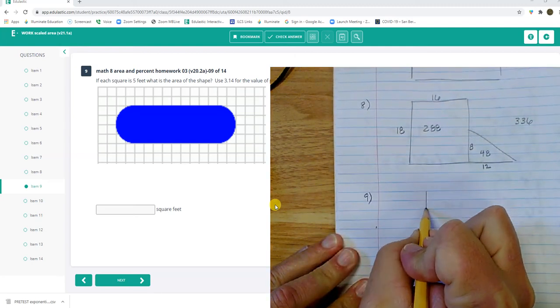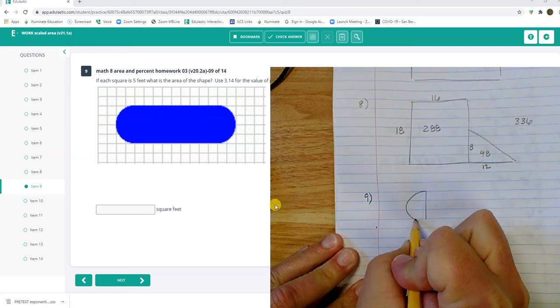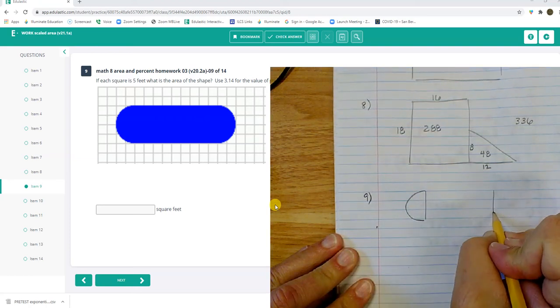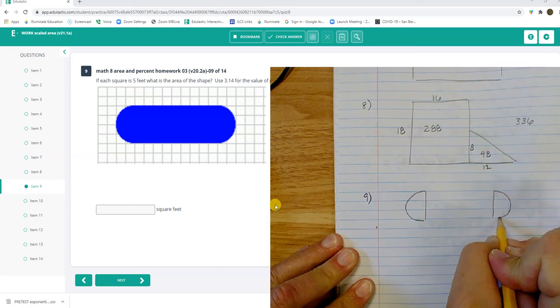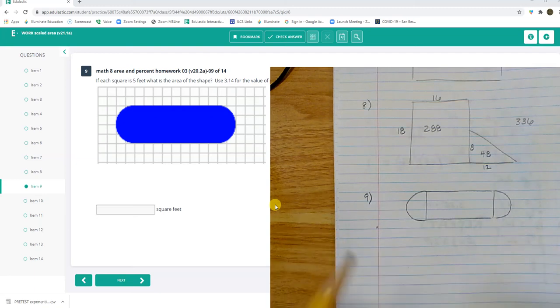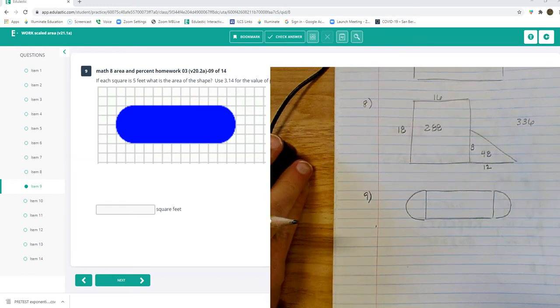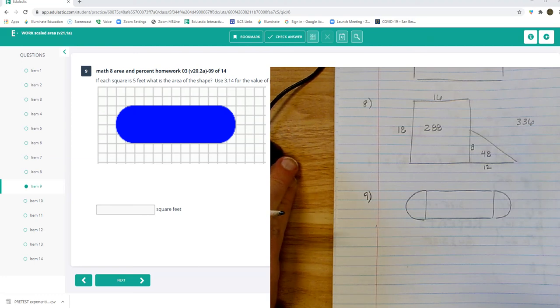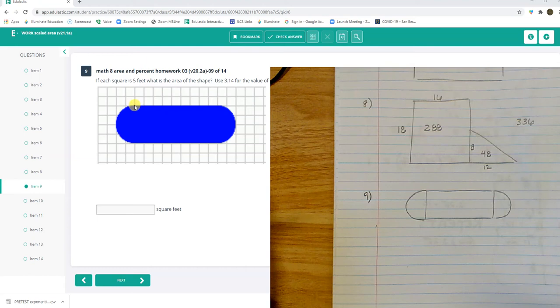So what do I have here? I have a half circle, a half circle, which really together just makes a full circle, right? And a rectangle. So it looks like the rectangle is 9. You know what? Let me draw on this so you can see what I'm doing. What I'm doing is I'm breaking it right here and right there. And that's actually a full circle when I put those two halves together.